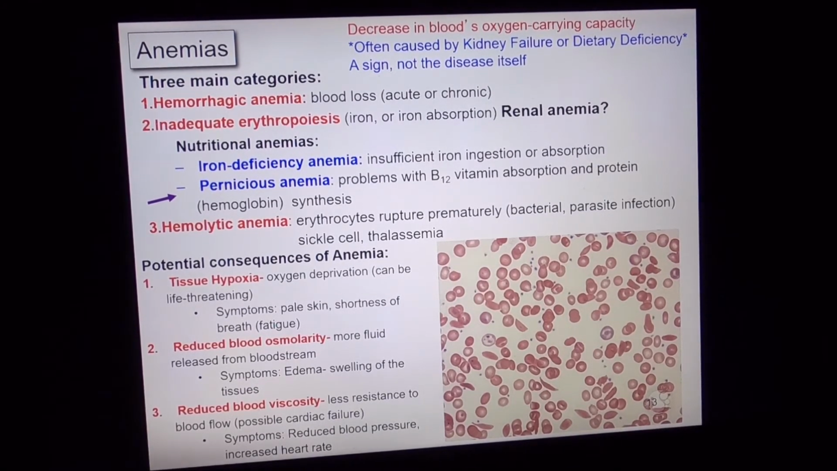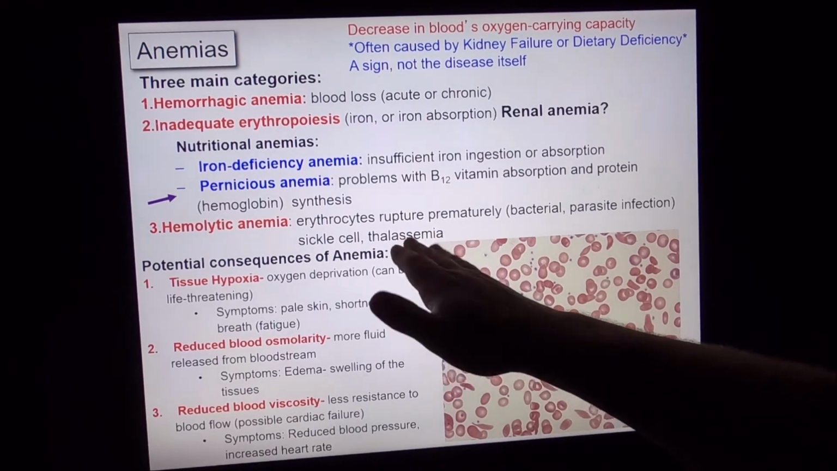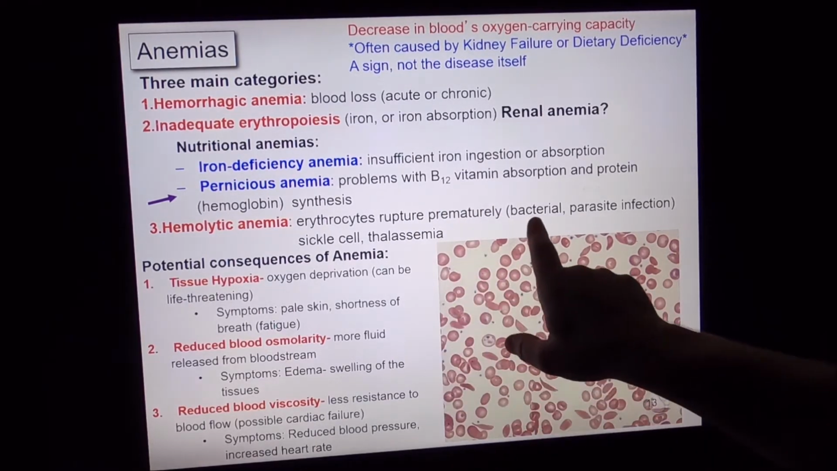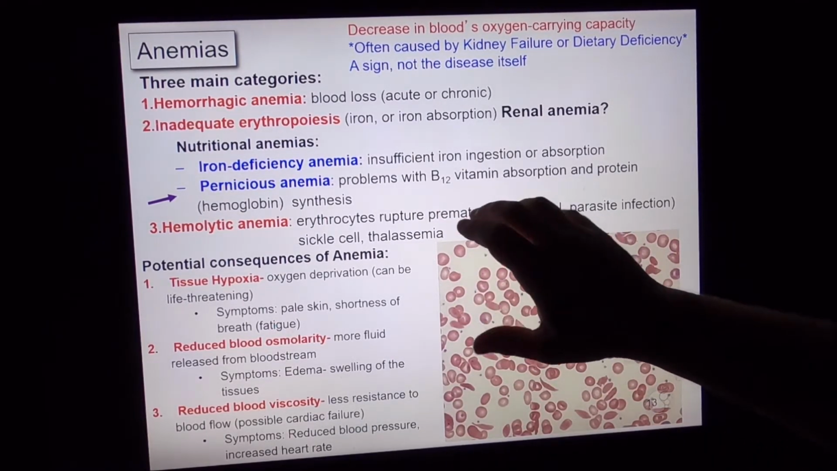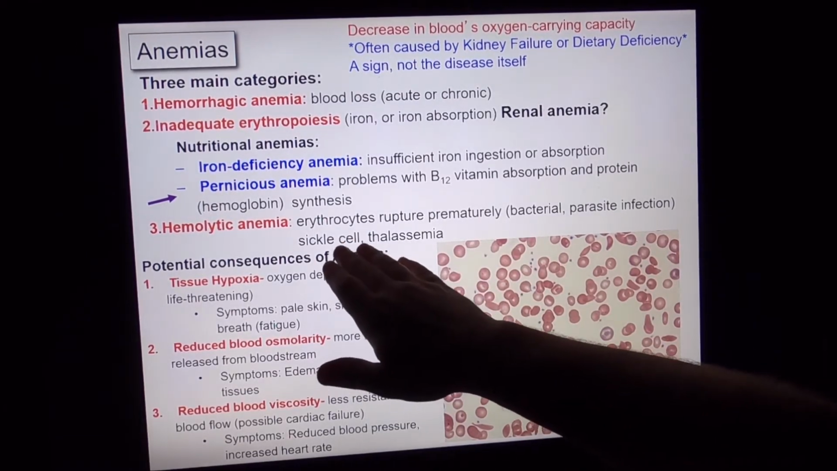All right, and then last but not least is hemolytic anemia. Hemolytic anemia is where your erythrocytes are rupturing prematurely. This can be due to a whole host of things, bacteria, parasitic infections, but also falling into the realm of hemolytic anemias are sickle cell and the thalassemias. Sickle cell kind of famously in this.